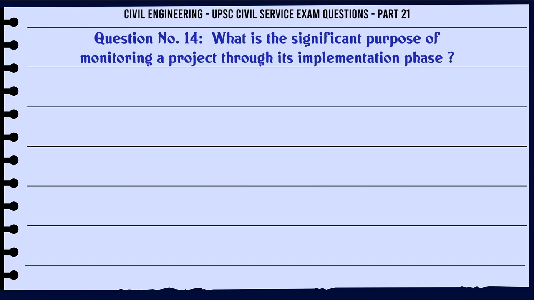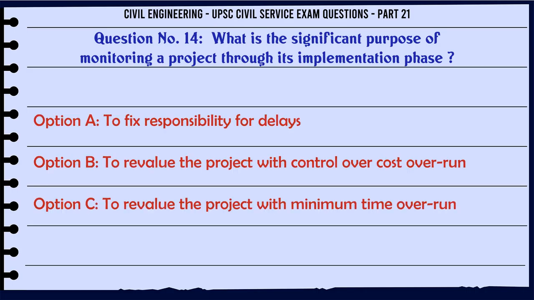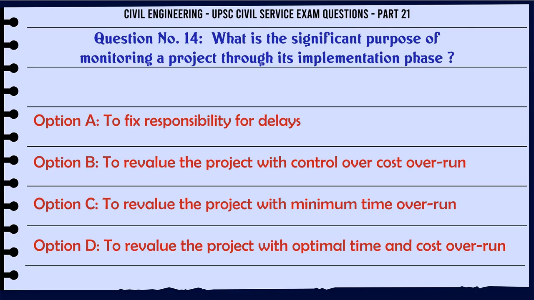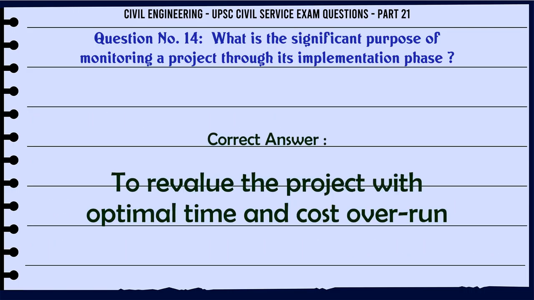What is the significant purpose of monitoring a project through its implementation phase? A. To fix responsibility for delays. B. To revalue the project with control over cost overrun. C. To revalue the project with minimum time overrun. D. To revalue the project with optimal time and cost overrun. The correct answer is to revalue the project with optimal time and cost overrun.